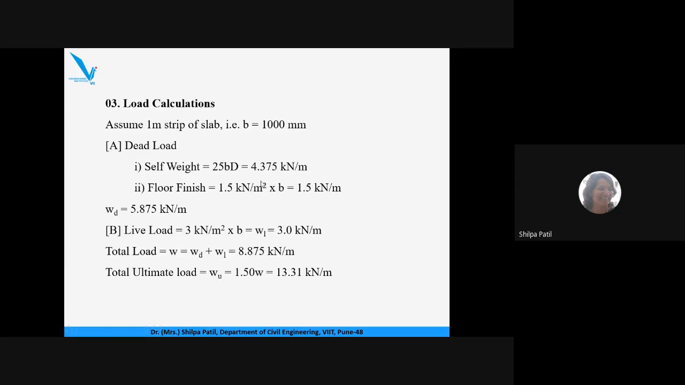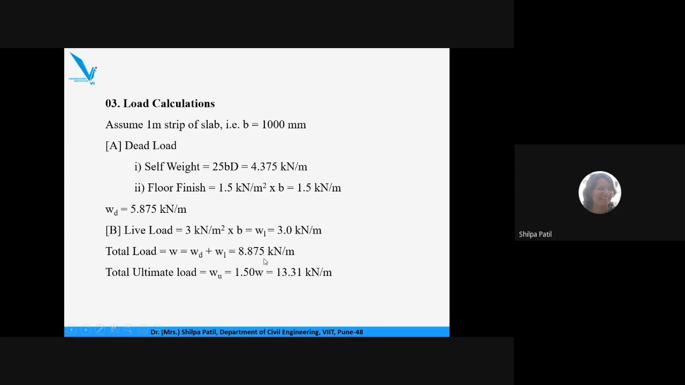4.375 kilonewton per meter. Floor finish is assumed as 1.5 kilonewton per meter square, multiplied by the unit width. We are getting 1.5 kilonewton per meter. So the total dead load is coming as 5.875 kilonewton per meter. Live load is already given in the problem statement, which is 3 kilonewton per meter square. Multiplying by width, we get the UDL, that is 3 kilonewton per meter.